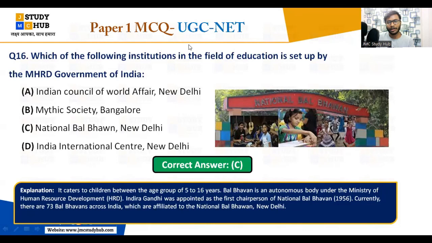So let's learn here. National Bal Bhavan caters to children between the age group of 5 to 16 years, right? 5 साल से 16 साल के बच्चे generally National Bal Bhavan mein. It is in the field of education, set up by the MHRD government, and it is an autonomous body, right? Indira Gandhi was appointed as the first chairperson of the National Bal Bhavan, right? So they may ask you the questions, right?